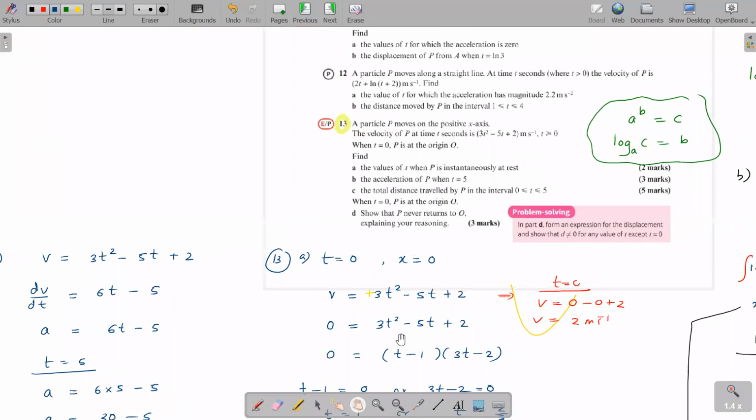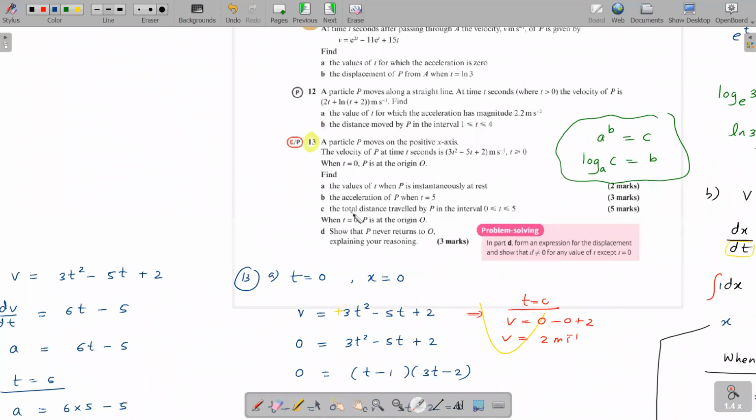Okay, so then let's go to the next part. When t equals 0, P is at the origin O. I think that was given to us at the beginning also. Show that P never returns to O, explaining your reasoning. So they have given you a hint also. In part B, form an expression for the displacement and show that displacement does not become 0 for any value of t except t is 0. Does that make sense to you?